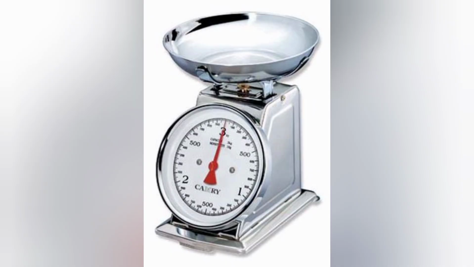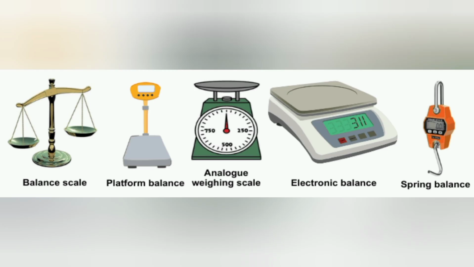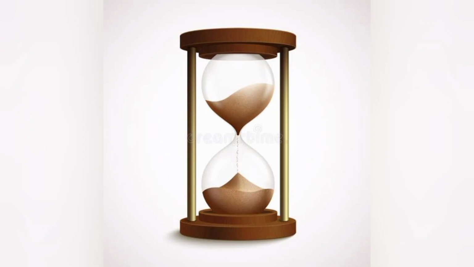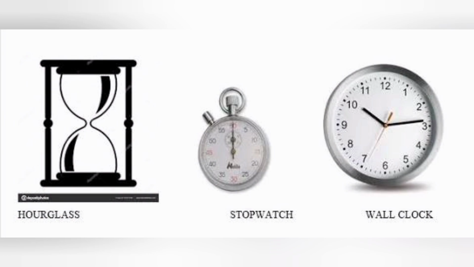A typical example of direct measuring instrument includes your beam balance used for measuring mass. It stems from your simple beam balance to your chemical beam balance to your spring balance. Time used to be measured in the olden days with a sun clock. Now, the evolution of the measurement of time stems from the sun clock to the stopwatch. Now, we also have what we call the wall clock.